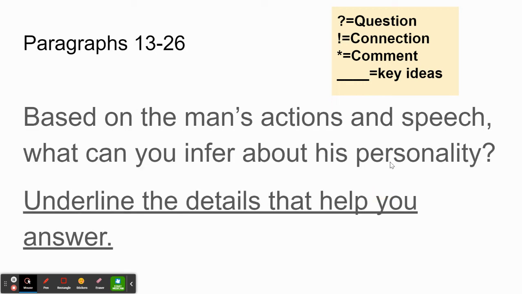Okay, paragraphs 13 through 26, go ahead and read out loud with your partner. Again, using the annotation marks. And then this time you're going to underline the details that help you answer this question. Based on the man's actions and speech, what can you infer about his personality? So you're underlining details that help you figure out what kind of personality this man has who is talking to Joby.